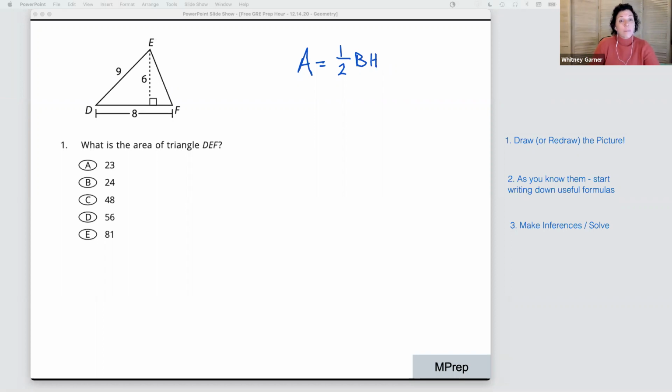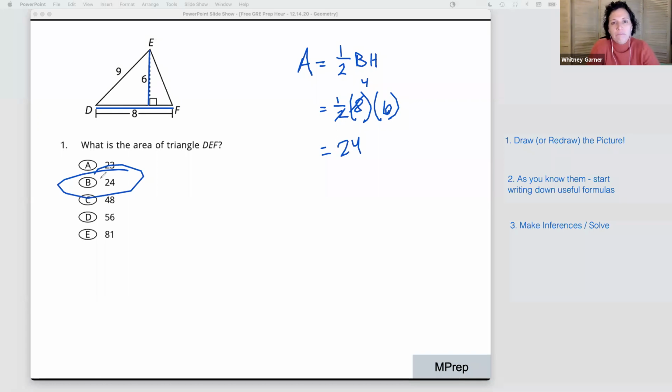And so in our little picture, we've got base of 8 with a perpendicular height of 6. So we've got the numbers that we need. If I plug these in, 1/2 base times height, I'm going to cancel first. So 6 times 4 is 24. Not bad. I'd say most people got it right.